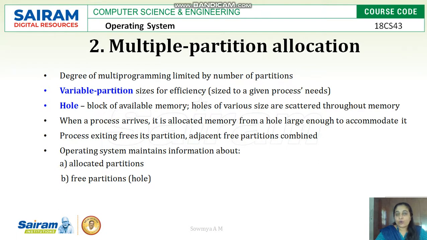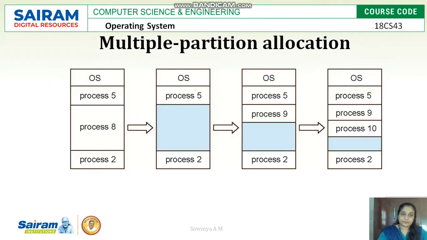If there is no hole which is large enough to fit a process, then two holes which are side by side will be combined to make enough space to fit the process. The operating system maintains information about these free spaces and allocated partitions. So multiple partitions allow multiple processes to fit. If you have a main memory which has to fit, like, process 8, it should be big enough.